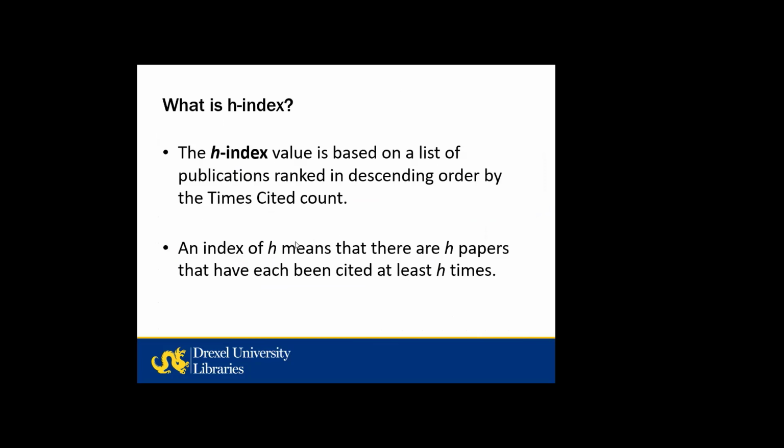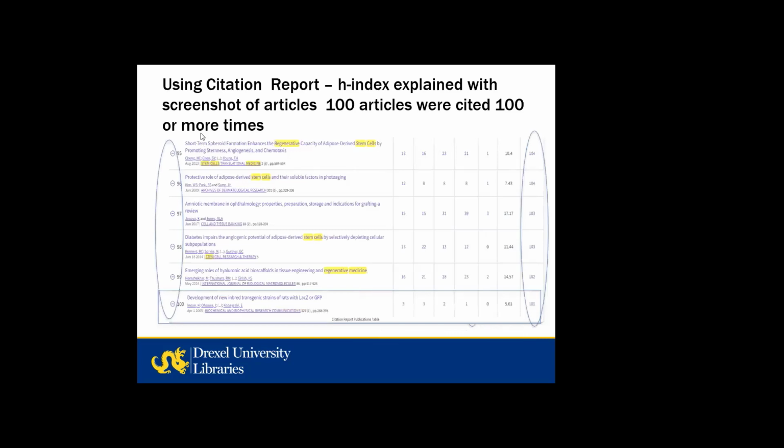H index is a list of publications in descending order by the times cited count. And in simple terms, what H index means is that there are H papers that have each been cited at least H times. And here is our example search. So I went to the 100th paper, and that paper was cited 101 times. So the 100 papers were cited 100 or more times.